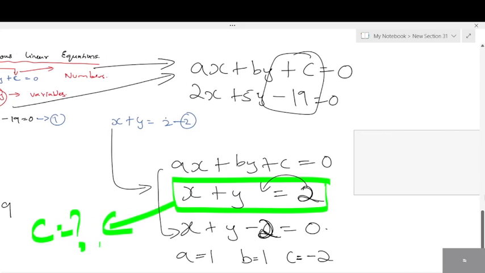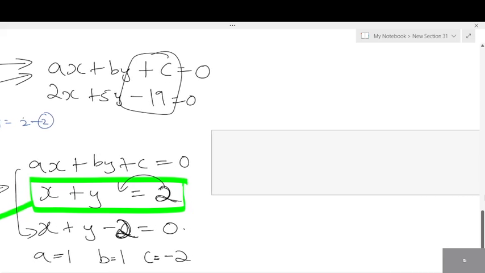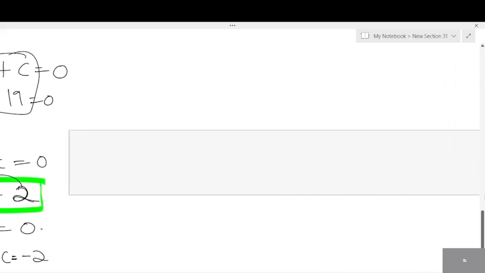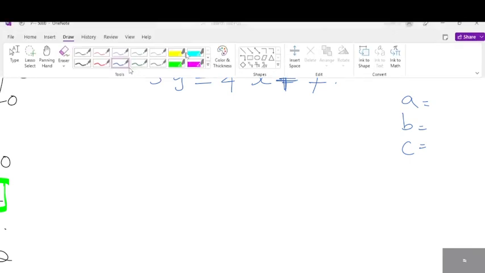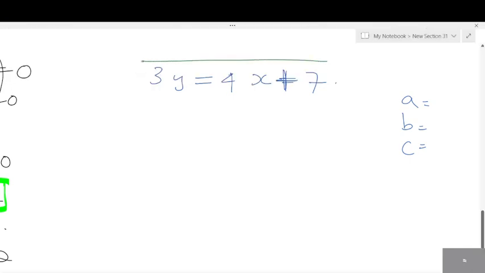Okay, they might shuffle and give it, but you all have to identify. Look here, I'll give you an equation now: 3y = 4x + 7. I need you all to find the a, b and c values. What's the first step you all have to do? This is the equation given.